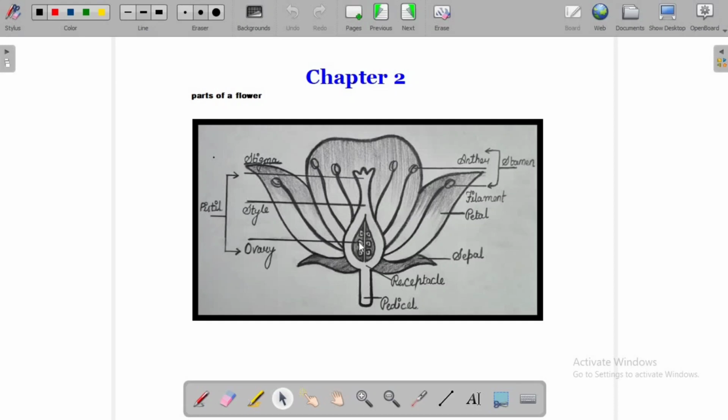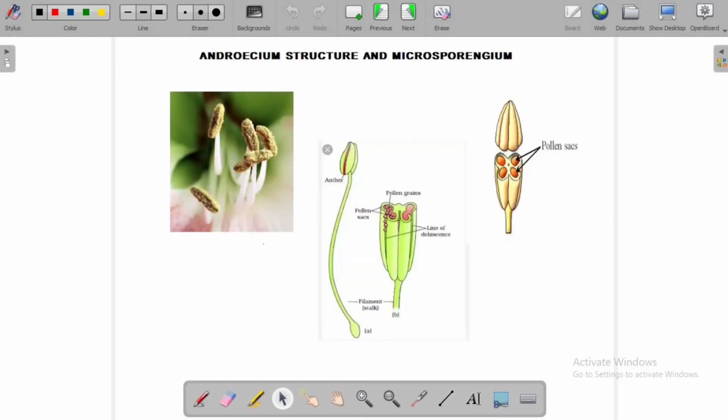Whereas the male gametes and the female gametes formation takes place in the anther and the ovary respectively. These are the reproductive parts of the flower. The androecium or stamen is the male part, and the carpel, pistil, or gynoecium is the female part of the flower. So one by one, let's go into the detail of the reproductive structure of a flower. We are going to start with the structure of the androecium, the male reproductive organ, and what is microsporangium.